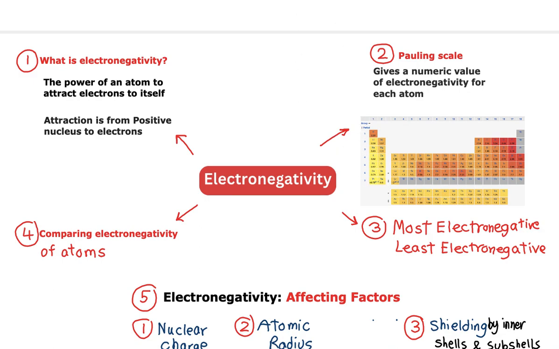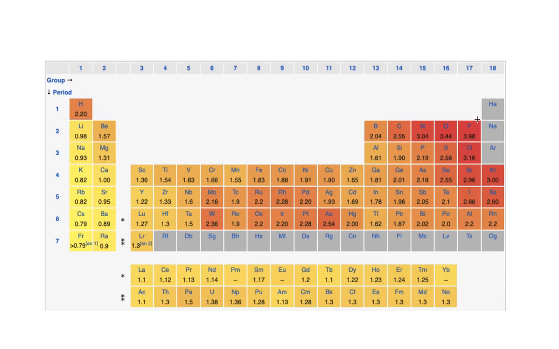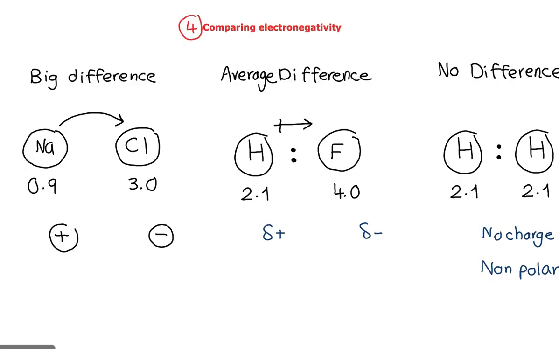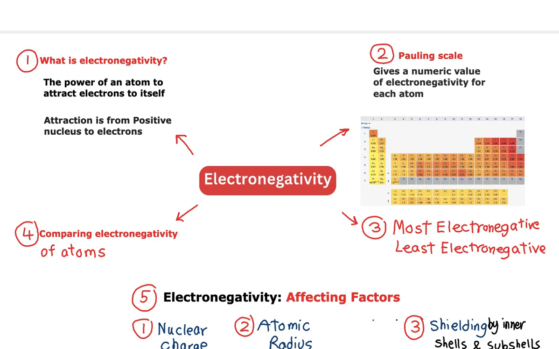The most electronegative atom is the one that has 3.98, which is fluorine, and the least electronegative atom is cesium and francium. They have 0.79. You need to know this. We'll talk about this later in the trend.